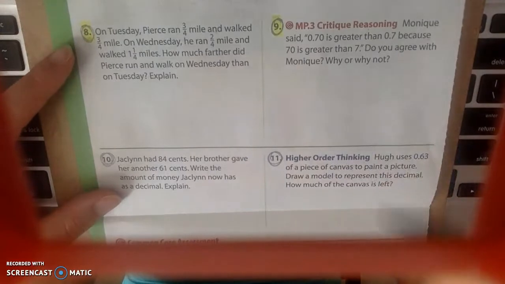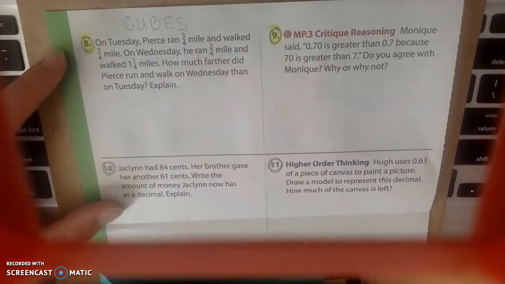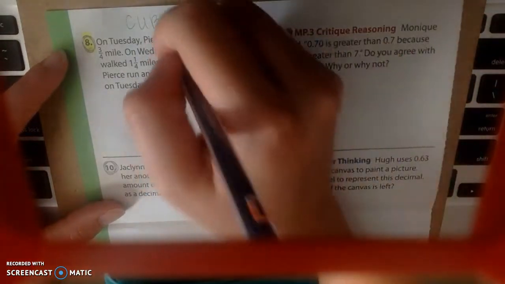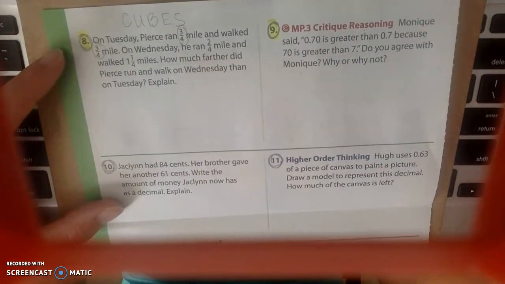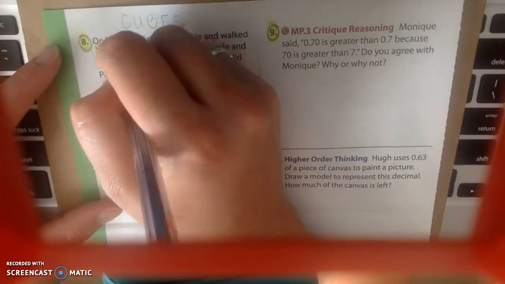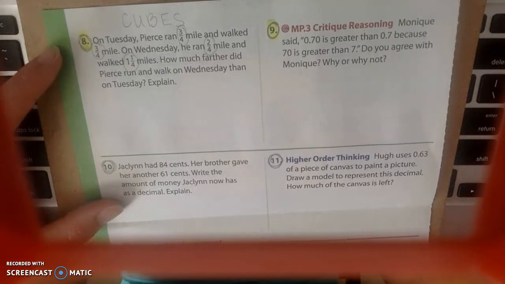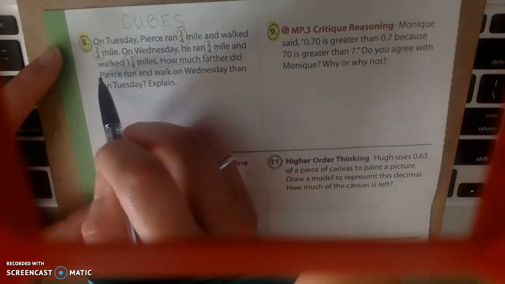back. I'm going to go over number 8 and 9 with you guys. Okay, number 8. I'm going to use cubes as I read through to evaluate this problem. Okay, starting with circling. On Tuesday, Pierce ran 3/4 of a mile and walked 3/4 of a mile. On Wednesday, he ran 2/4 of a mile and walked 1 1/4 miles. How much farther did Pierce run and walk on Wednesday than on Tuesday? I'm going to underline my question.